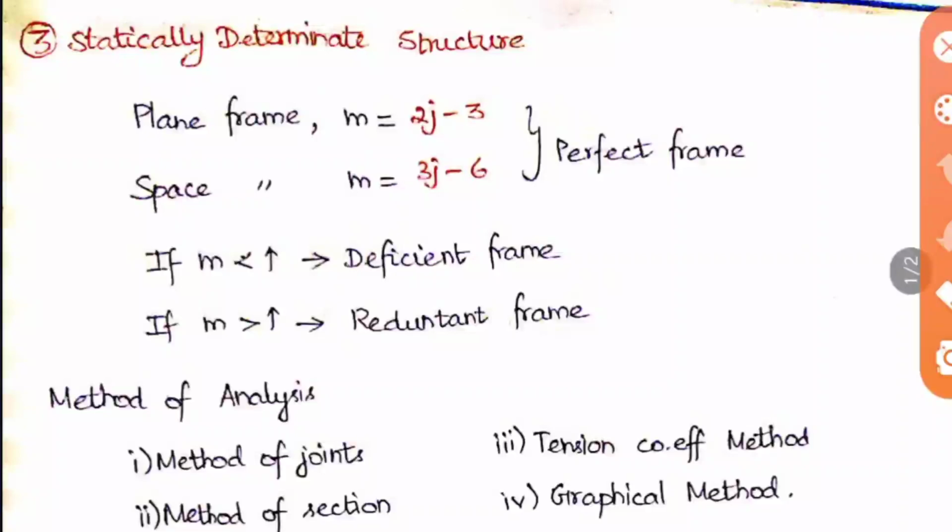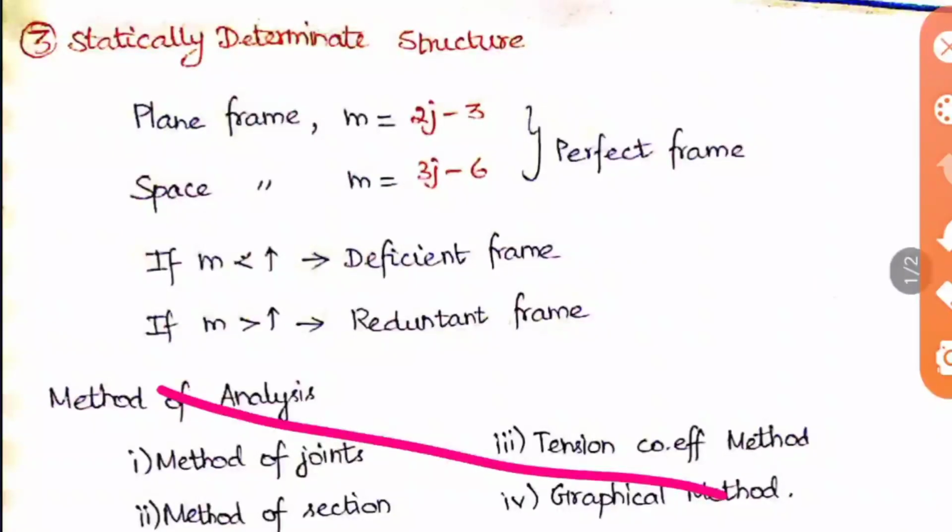If it is less than this value, we call that frame a deficient frame, or when it is greater than that, we call it a redundant frame. So this is very important. Any small frames or trusses will be given and they'll ask you to find whether it is a deficient frame or a perfect frame, like that. So it is easy for us to calculate. Just neglect this.